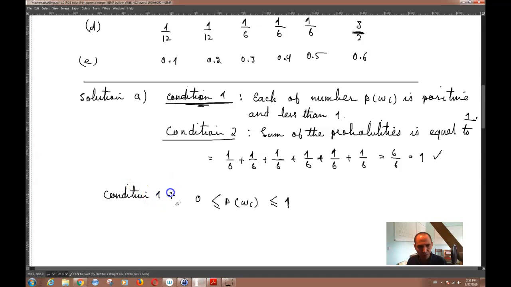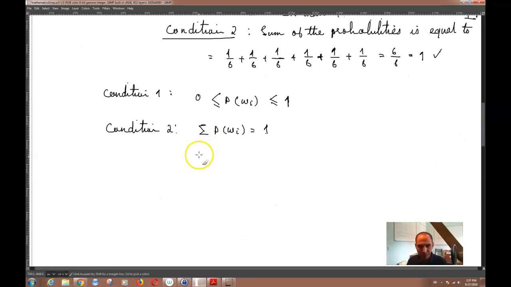And condition 2, the sum of p of omega of i is supposed to be equal to 1. Meaning that p of omega of 1 plus p of omega of 2, as i goes from 1 to n, all the way up to p of omega of n, is supposed to be equal to 1.